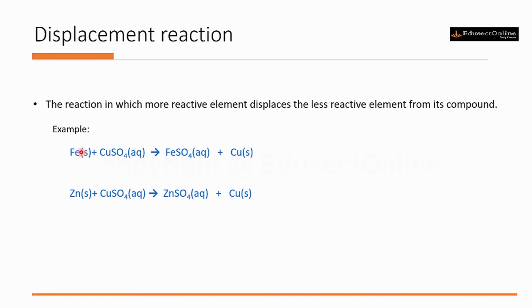So in this, the more reactive metal or element is iron compared to copper. So this more reactive iron displaces the copper from its solution, forming ferrous sulfate. Here, zinc reacts with copper sulfate, produces zinc sulfate and copper. So here also the zinc is more reactive than copper. So zinc displaces copper from its solution, forming zinc sulfate.